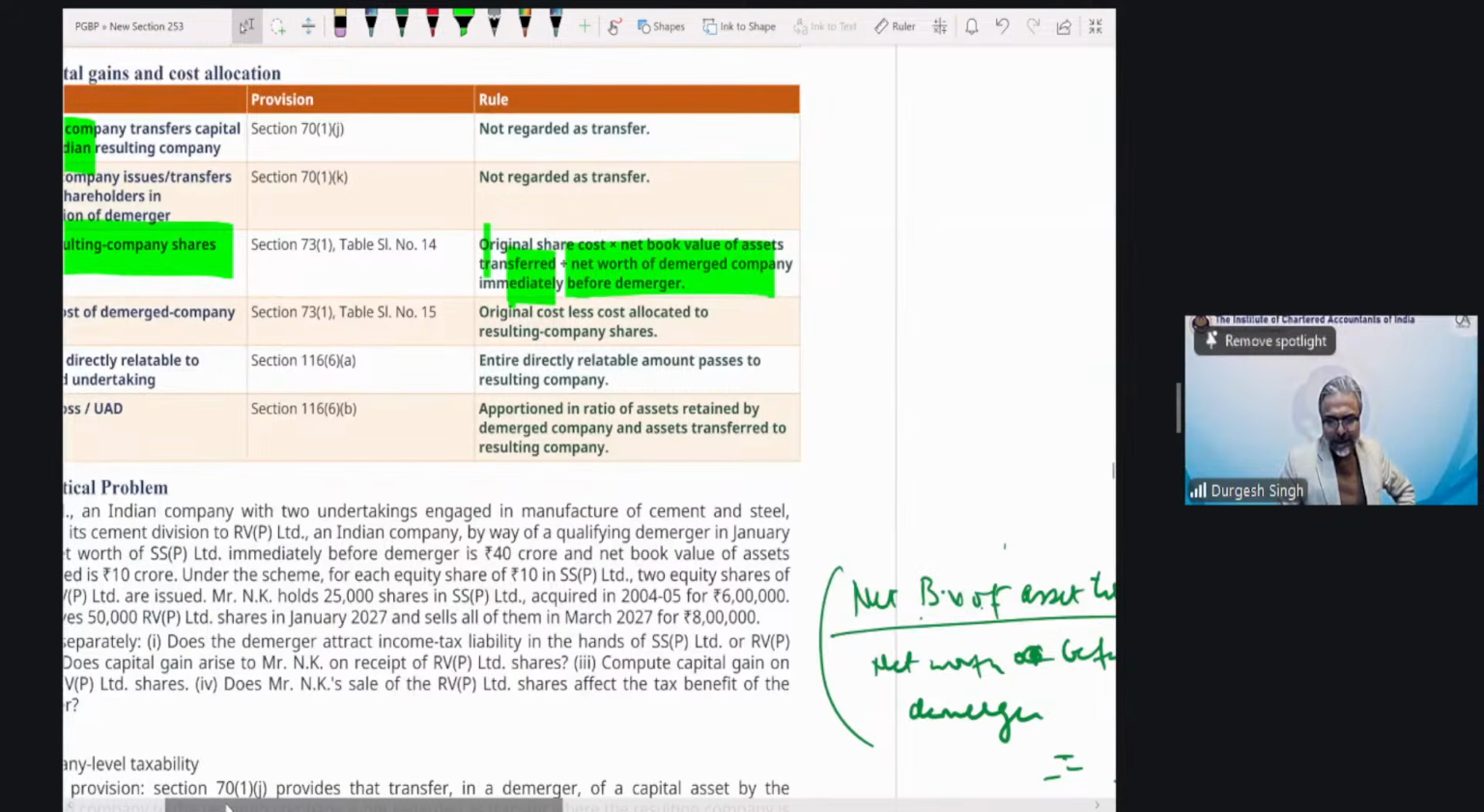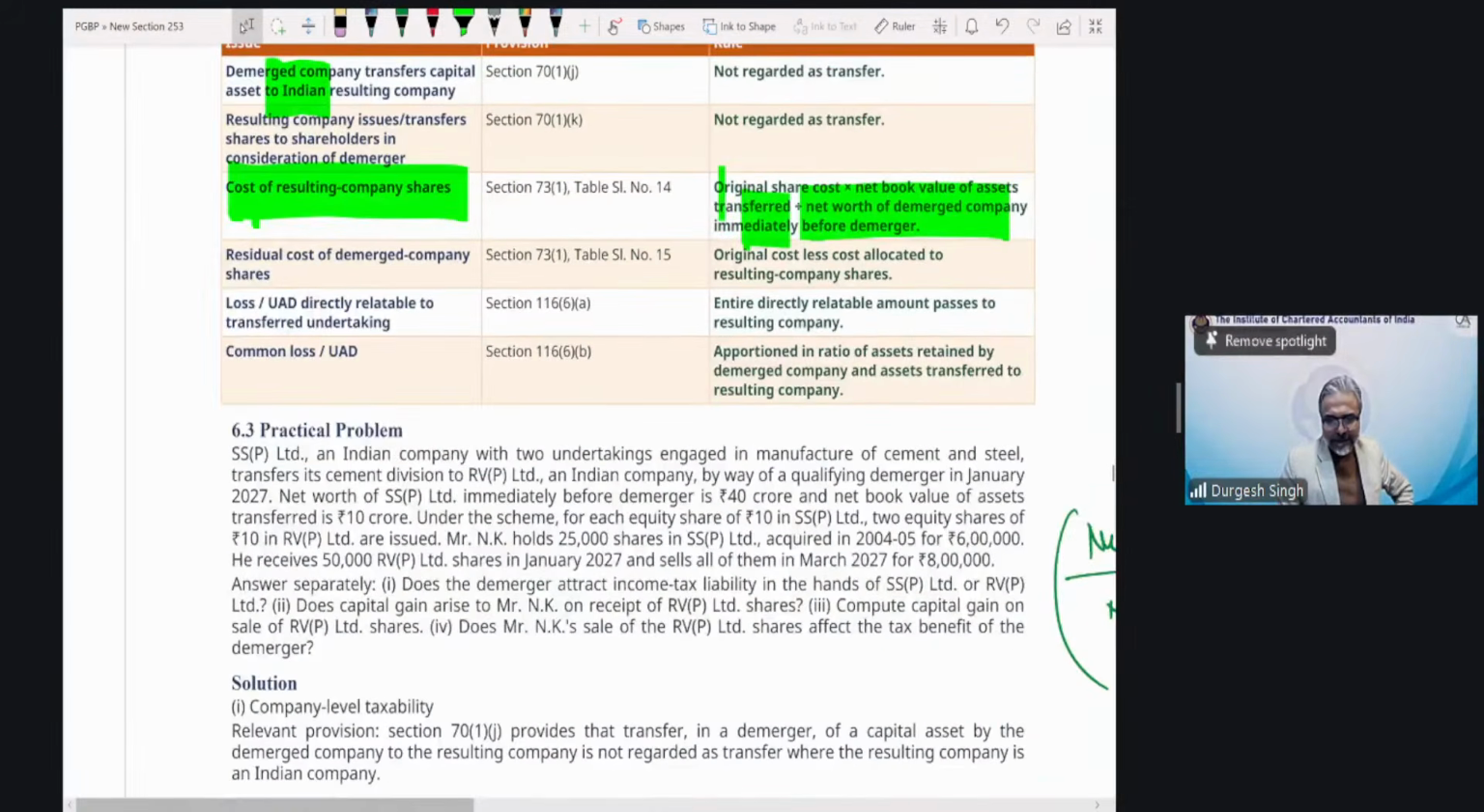Now, students, other things will also come into the picture. Residual cost of the demerged company. So old company, what is the balance cost now? 70 in my example. What is the cost by applying the formula for the resulting company shares? 30. So how much is the balance left for the old company? 70. I hope that every one of you is clear with this one.